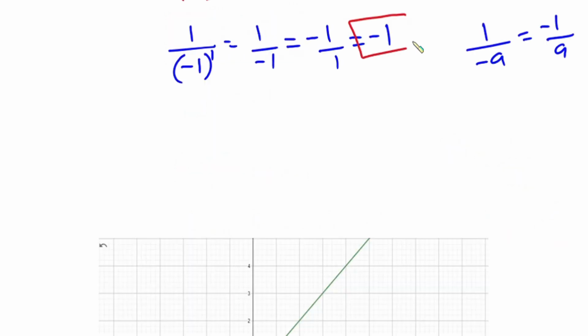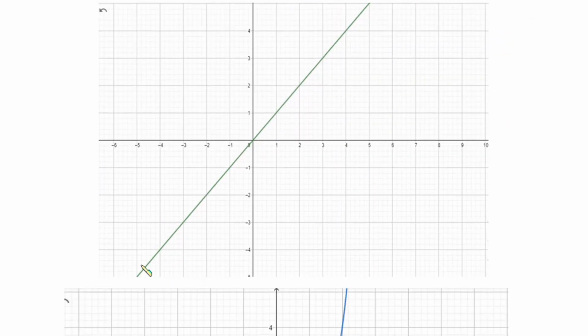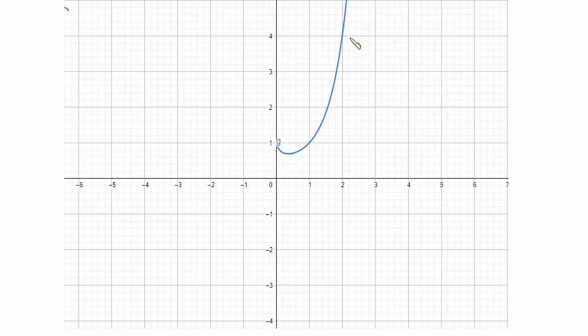So now that we know that negative 1 satisfies the equation, let's go ahead and then check how the graph of this function looks like. Okay, now we have x to the power x is equal to x. So let's go ahead and then let y1 equals x to the power x, and then y2 equals x. Okay, now if you look at this graph, you can see we have a straight line passing through the origin. Okay, this line is nothing but y2 equals x. Alright, it is passing through the origin. Okay, and from this graph, this line is y1 equals x to the power x. Okay, it starts from 1 and then goes all the way to infinity.